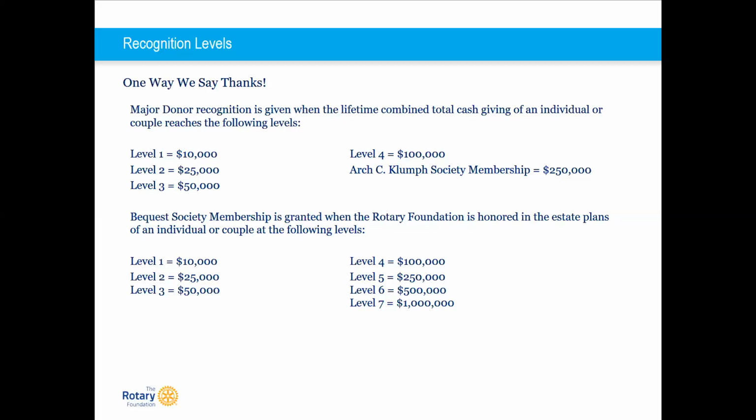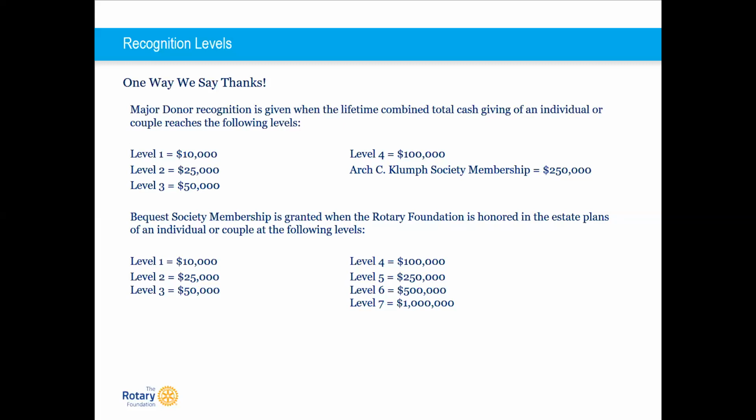And we are probably all on this call familiar with these levels. Major donor status starts when the lifetime giving of the couple reaches $10,000. Arch Klumph Society membership starts when the lifetime giving of the couple reaches $250,000. Our Bequest Society mirrors that same level system, but we simply say when the bequest total that will come to the Rotary Foundation at the death of both partners reaches X dollars, the donor is qualified for these levels.